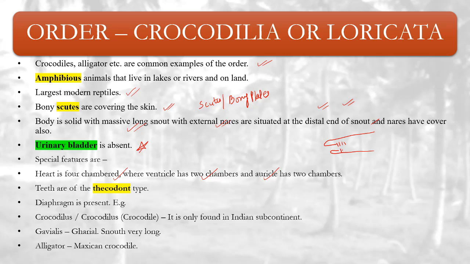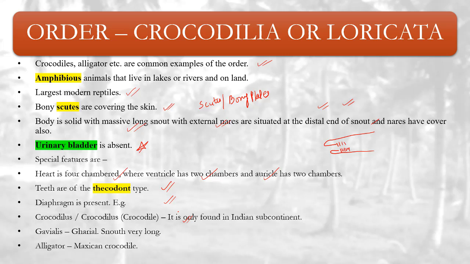And they have teeth arranged. Urinary bladder is absent. Special features are heart is four chambered, thecodont dentition, diaphragm is present. Example: crocodile, Crocodylus, is found in the Indian subcontinent. Gavialis means ghadial, and in ghadial the snout is very long. And alligator, Mexican crocodile. Okay, is that understood?